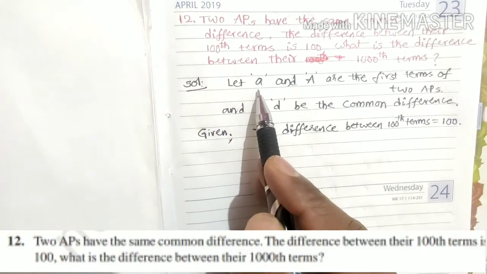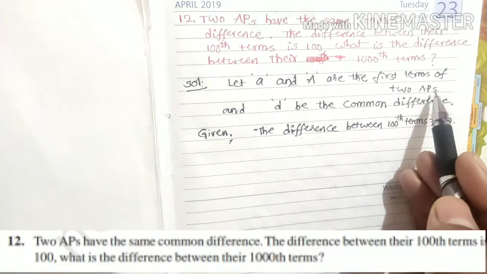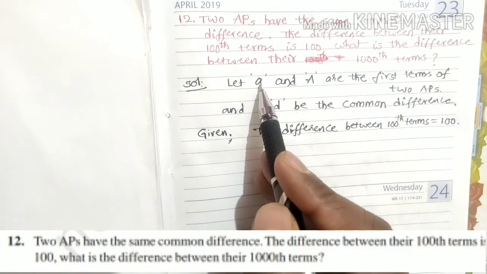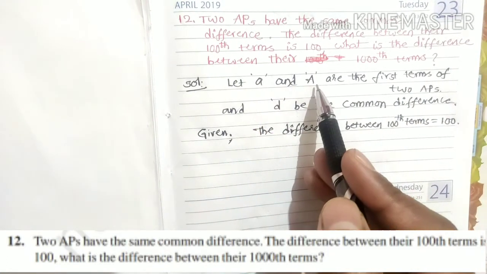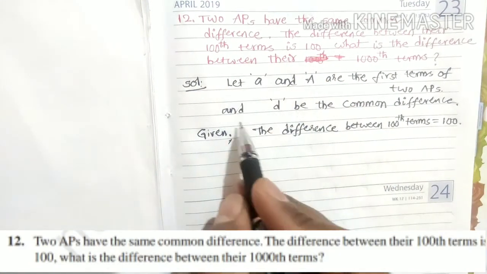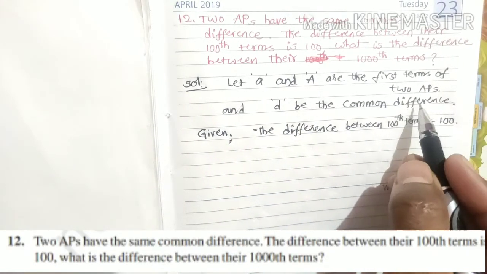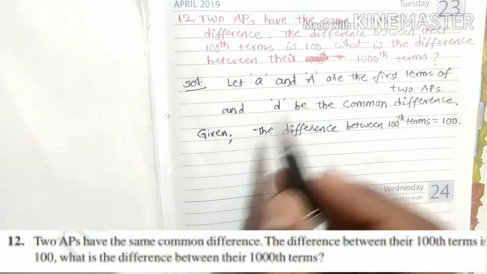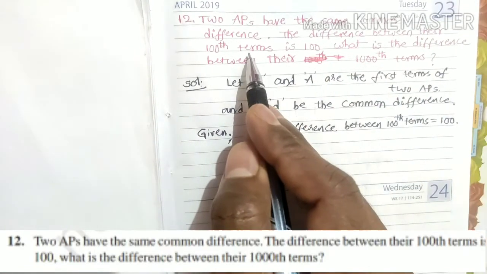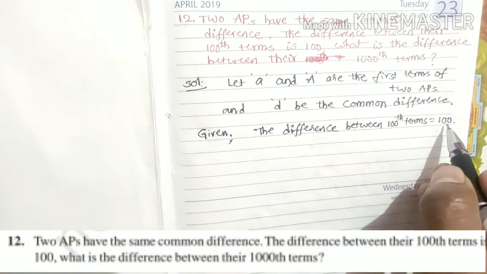Let small a and capital A be the first terms of the two arithmetic progressions. Here small a is the first term of the first AP, capital A is the first term of the second AP, and since the same common difference is mentioned, let small d be the common difference for both the APs. Next, given information: the difference between their 100th terms is 100. So the difference between 100th terms of both APs will be 100.